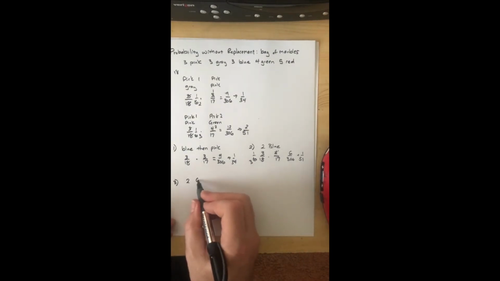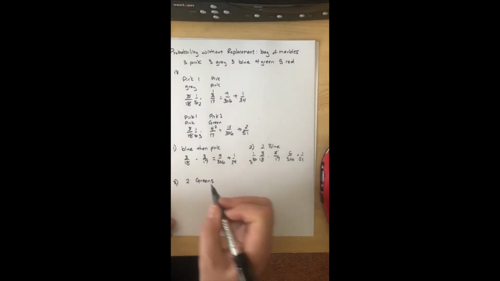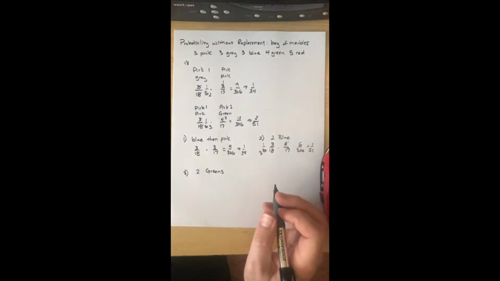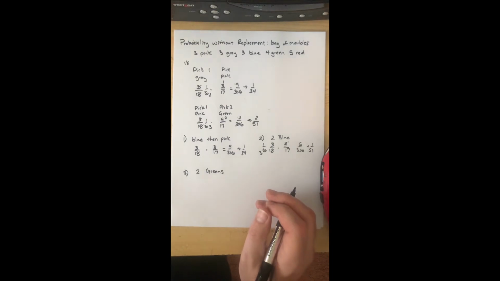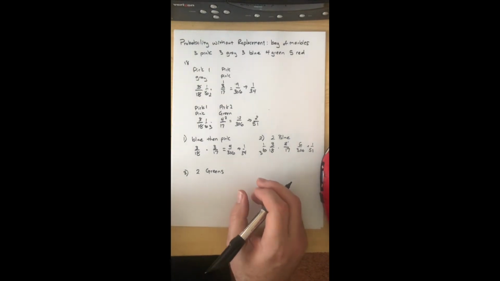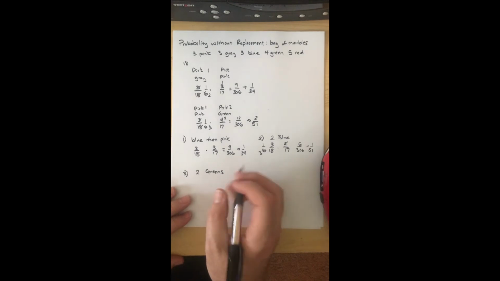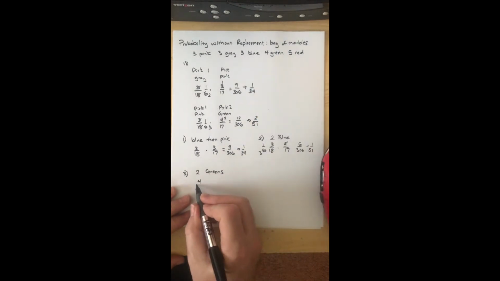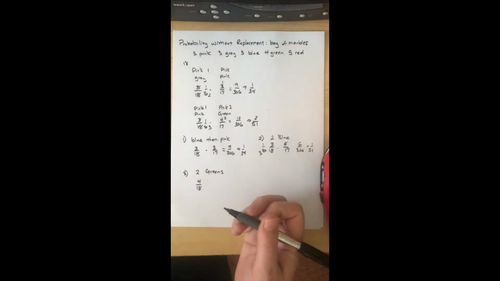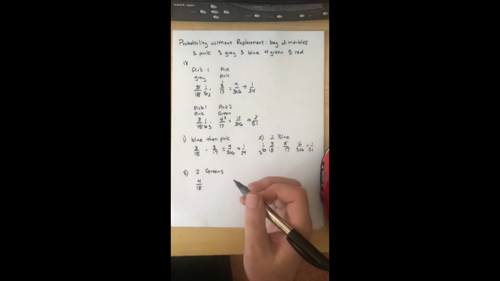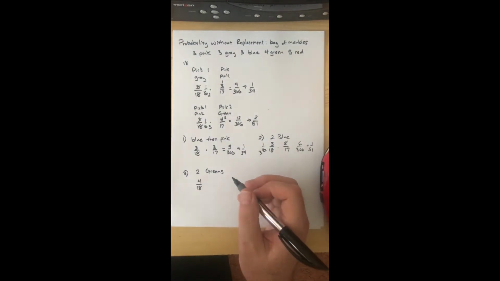Tell me what the odds are of picking 2 greens. Pause this, figure out your 2 fractions, and then unpause. All right, here we go. There are 4 greens total, and there were 18 marbles total. So there's our first pick. First pick is always the same, whether it's with replacement or without replacement.